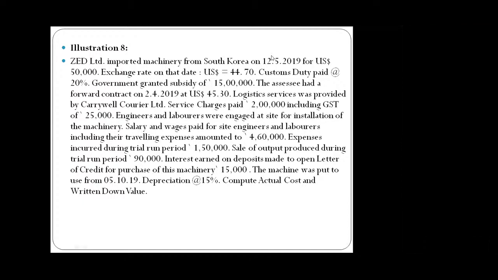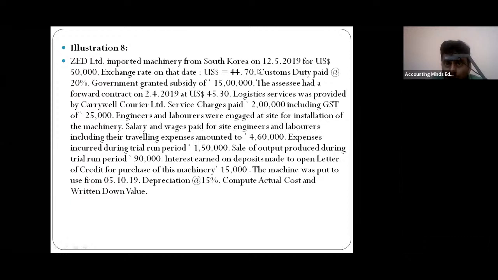For customs purposes, you have to take 44.70. Why? Because they don't care whether you pay your friend, you pay your cousin, or you don't pay. They need to charge duty based on the dollar rate applicable on the date of import. Are you following it? So for calculation of customs duty, you will have to take 50,000 into 44.7. Make sense?